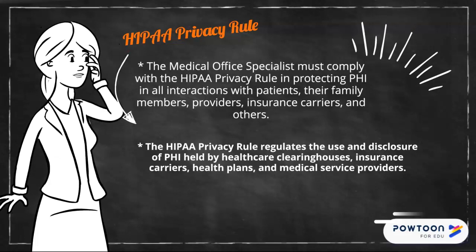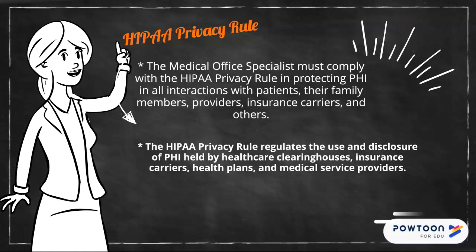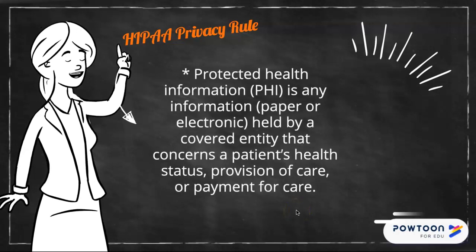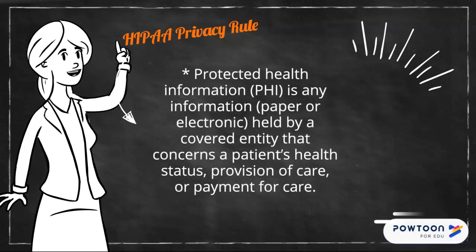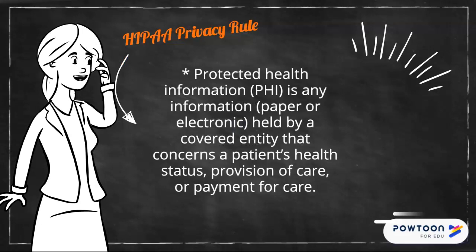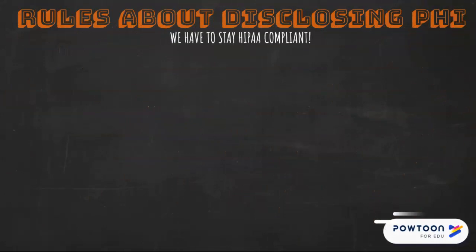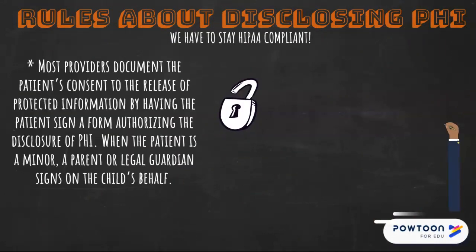So with this, we have the definition of the PHI, which is that protected health information, and that is going to be any information via paper or electronic that is held by a covered entity that concerns a patient's health status, their provision of care, which is the way that they were provided care, and or the way that they have paid for their care. So basically what you want to remember is that anything to do with a patient's health care is going to be considered to be private health information or protected health information.